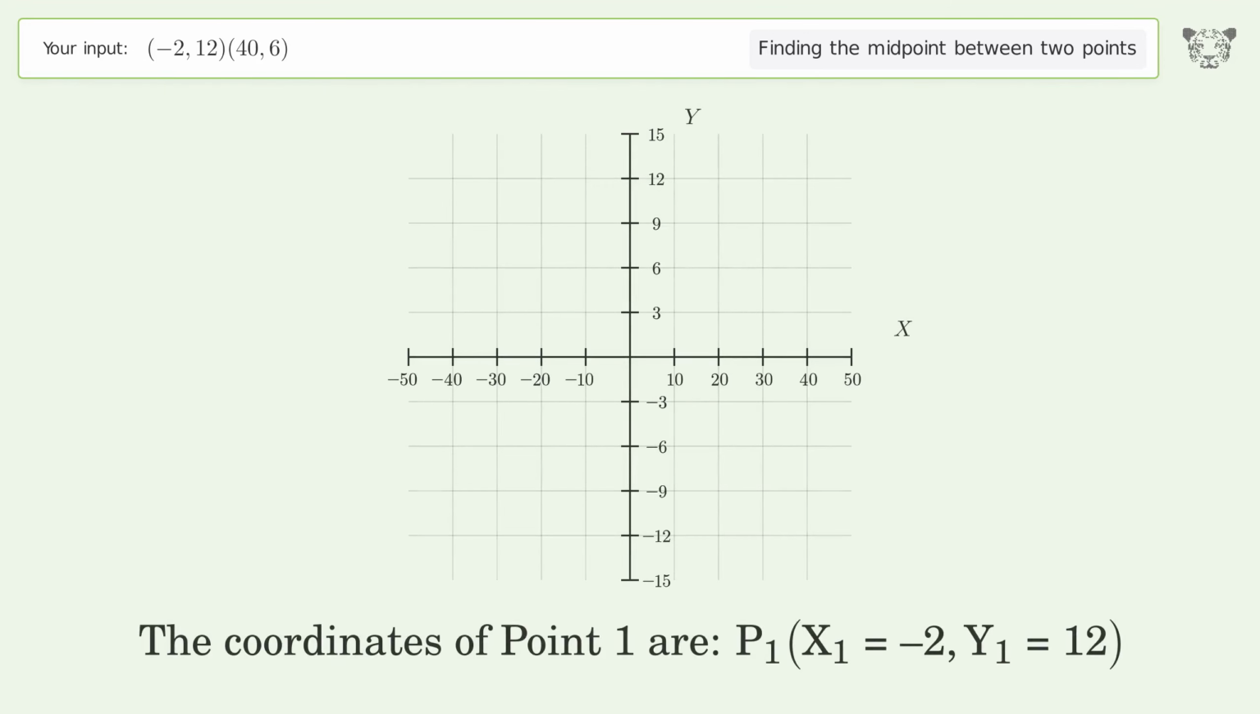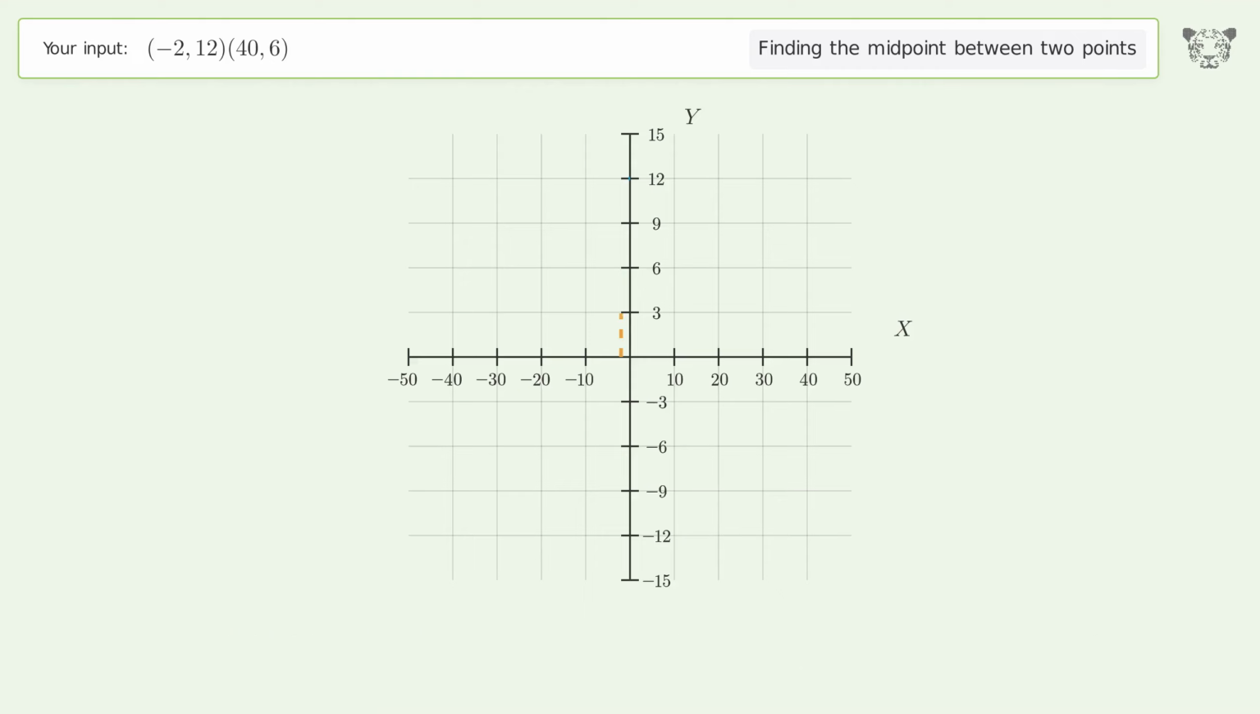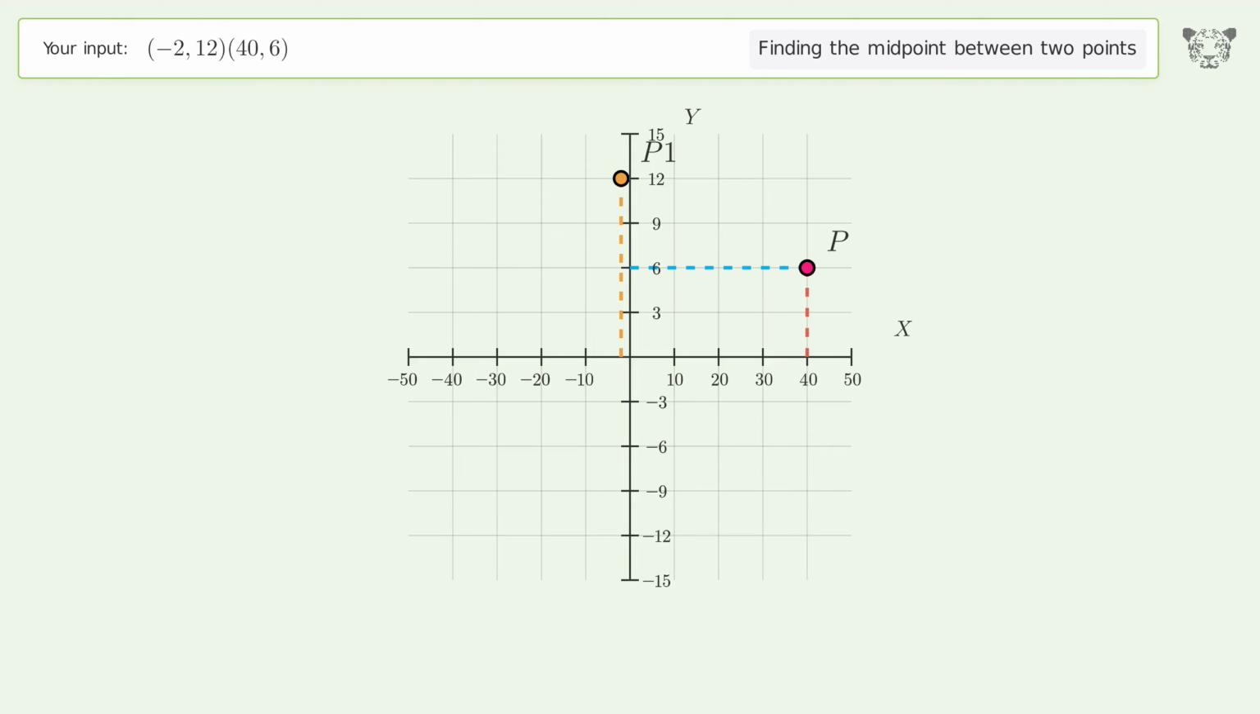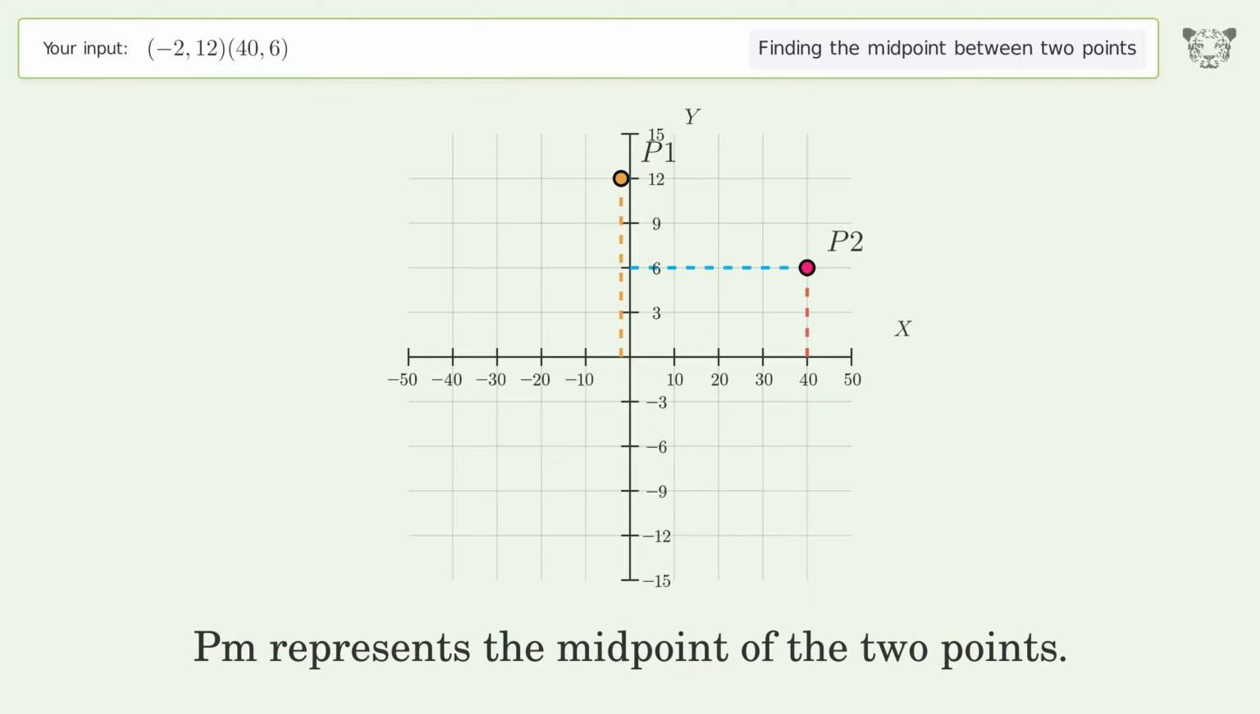The coordinates of point 1 are x1 equals -2, y1 equals 12. The coordinates of point 2 are x2 equals 40, y2 equals 6. PM represents the midpoint of the 2 points.